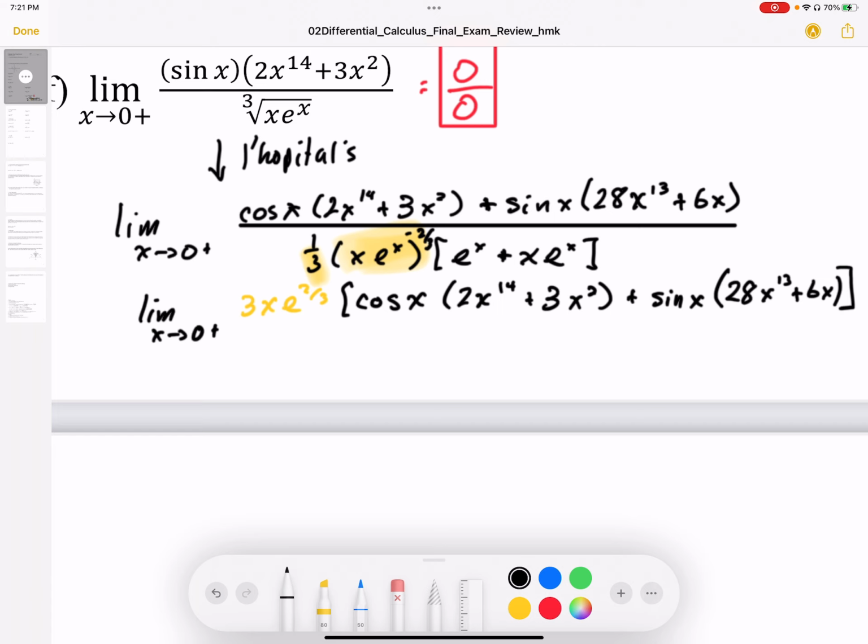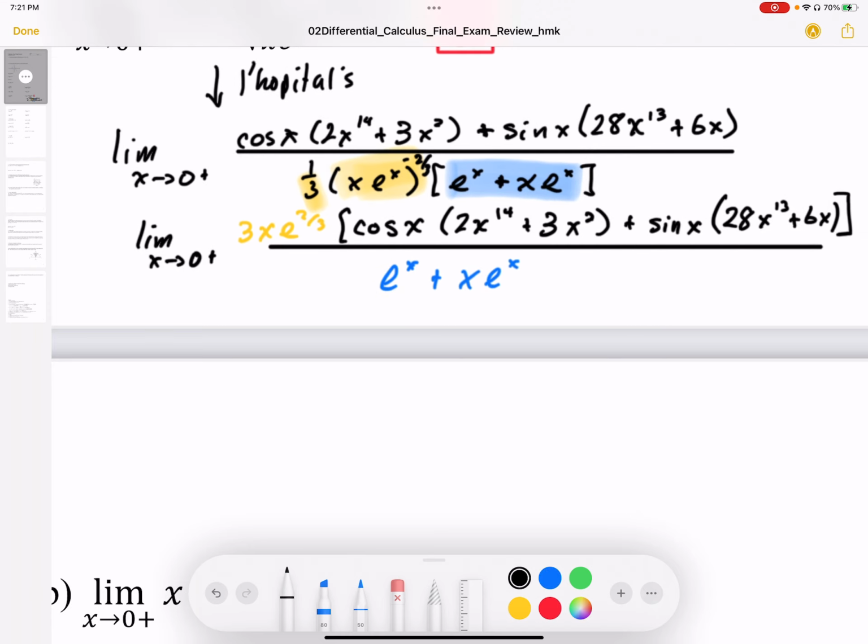Okay, so there's my whole numerator. And what's left in the denominator then is just the bracket part here. This is what's going to be left in the denominator. So we're going to end up with e to the x plus x e to the x. Now at this point we can plug in our 0. So when we evaluate this, we end up with 0 over, and then that e to the x is equal to 1. X e to the x is 0, so we end up with our limit is equal to 0.